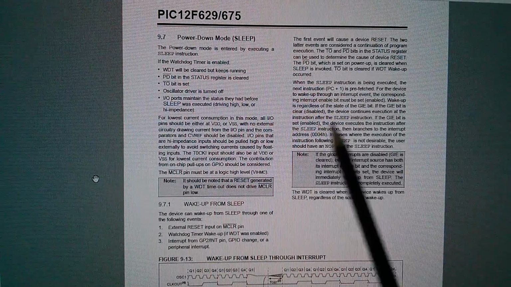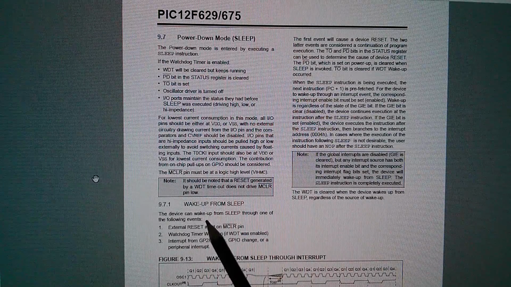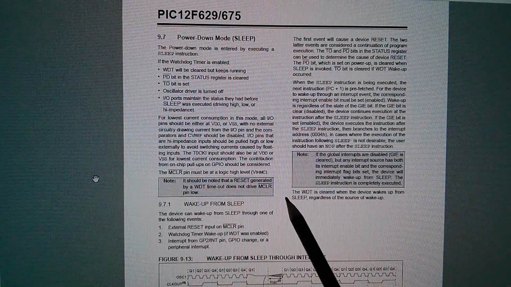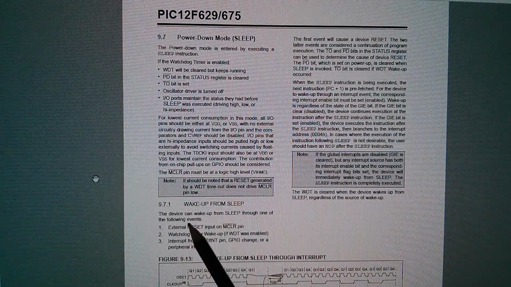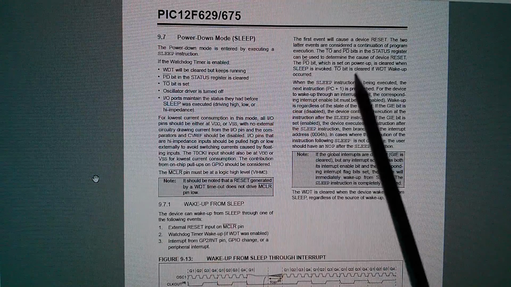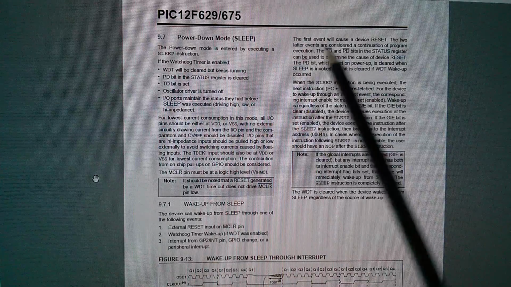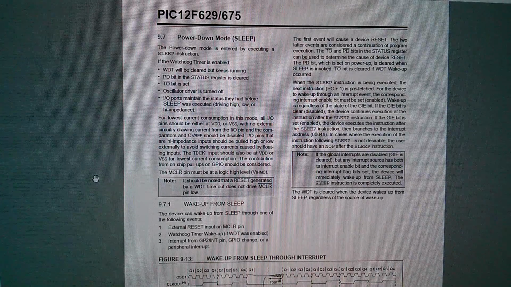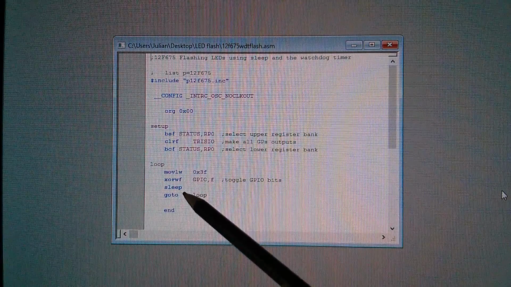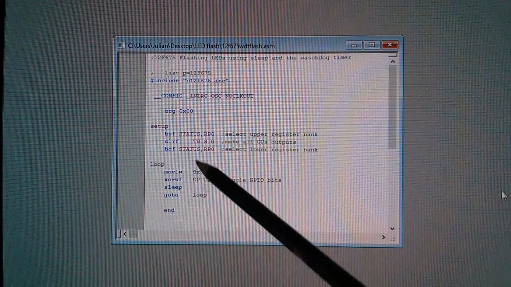Now, you might think that the watchdog timer's job is to reboot the CPU if the CPU locks up. And it does if you're not in sleep. However, if you are in sleep, then the watchdog timeout actually wakes the CPU up, and it just carries on from where it left off, considered a continuation of program execution. So it just goes on to the next instruction. And in my program, after sleep and subsequently being woken up by the watchdog timer, the next instruction simply says go to loop, and it just goes round time and time again.